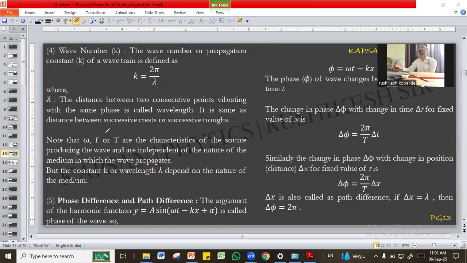The parameters like frequency, omega, and time period are decided by the source. And the parameters like speed, and wavelength, or to be particular, speed, are decided by the medium.